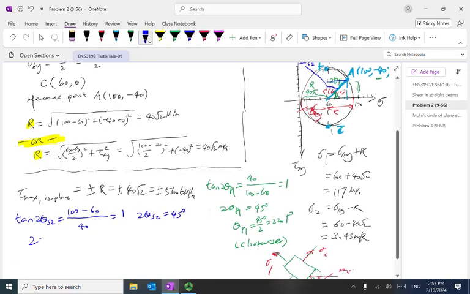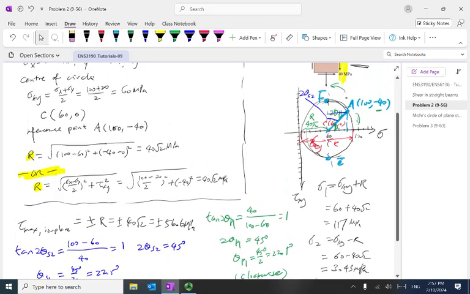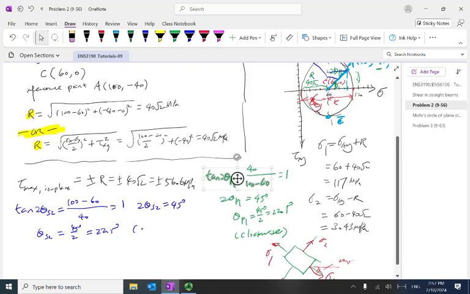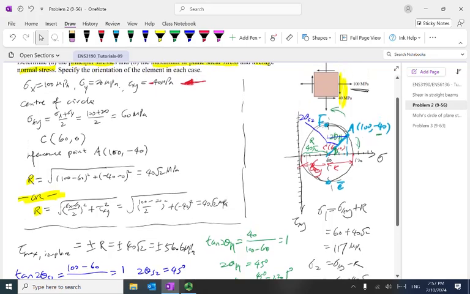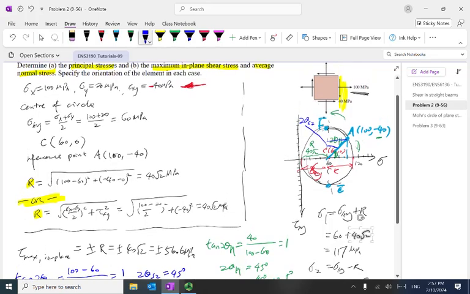So that's 2 theta S2, sorry. Theta S2 will be half of 45 degrees, equal to 22.5 degrees. So this one moves to this, that's why it's counterclockwise. Okay? The direction must be the same. Counterclockwise is a positive value. So that's why from here it's a positive value.